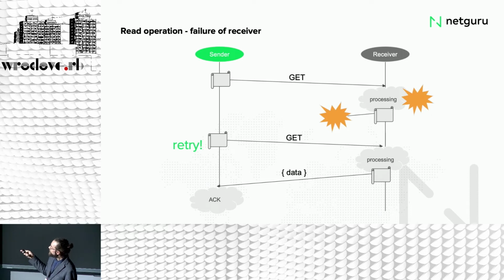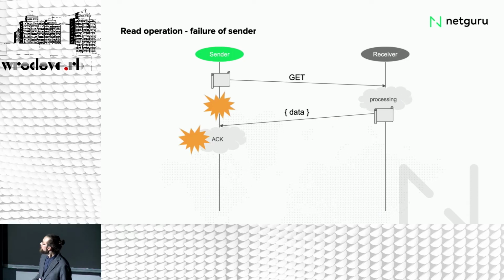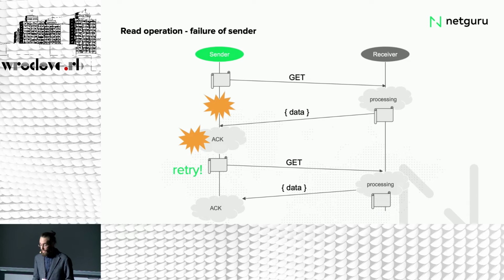Let's put this failure somewhere else. Where can we put it? Maybe here on the sender side. So the request was sent, but the sender crashed. Or there was some bug or some temporary issue in the acknowledgement. So what can the sender do? Well, they can still retry. And of course, it may fail a second time sometimes.